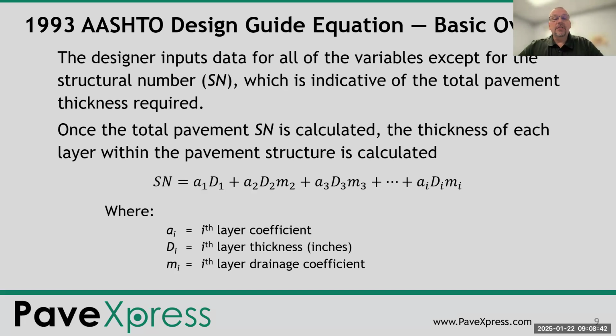Once the required structural number is calculated, then the total pavement thickness is determined. Typically, the pavement designer will have policy-defined layer coefficients for each material, how thick each material will be, and a policy-defined drainage coefficient for unbound materials. For example, the common layer coefficient for asphalt materials is 0.44. Each layer of asphalt is a set thickness.